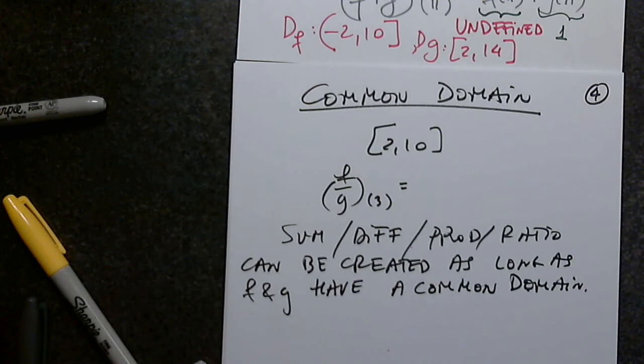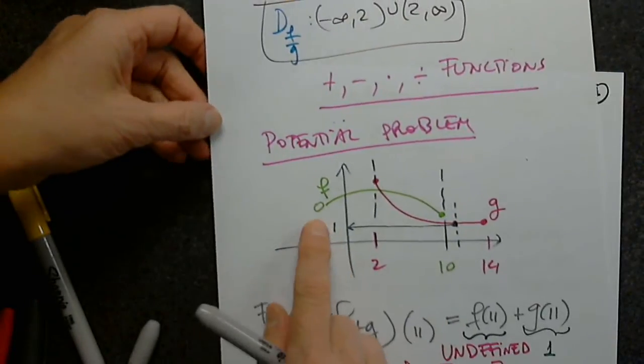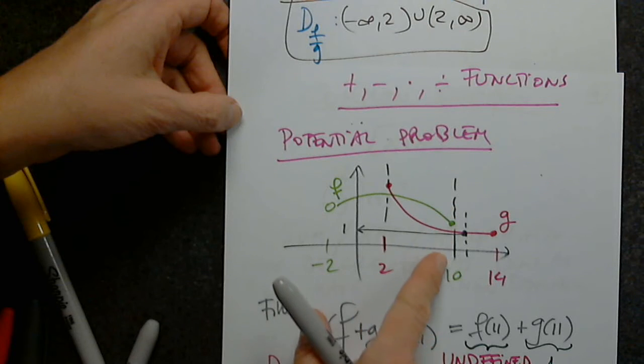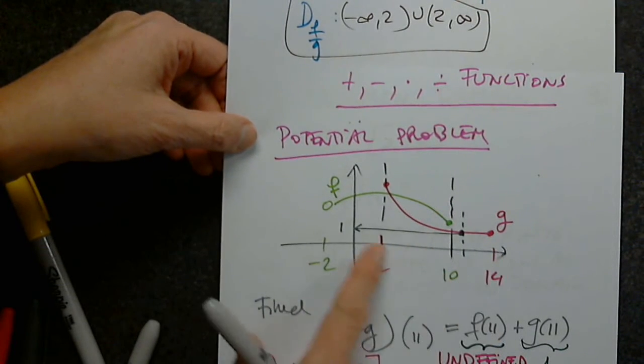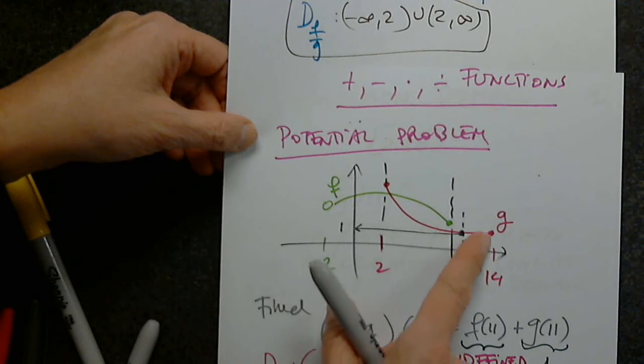Okay. So let's look at one more example from your book. The domain is from the leftmost point to the rightmost point on the x-axis. So for example here, for F, it is between the leftmost point, which is -2, and the rightmost point, which is 10. For G, it is between the leftmost point, which is 2, and the rightmost point, which is 14.